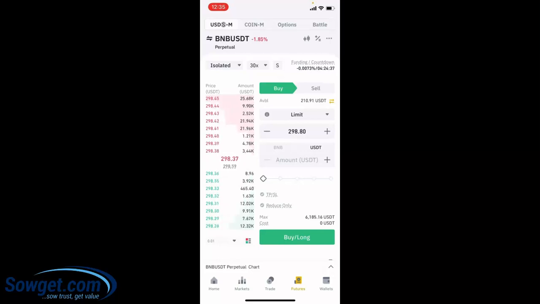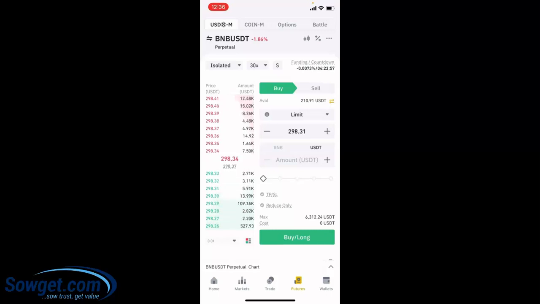Before I show you how to take trades, I need to show you some of the features on the futures trading page. At the top of the screen, you have USD-M and Coin-M. The difference between these two is what you are using to trade. For USD-M, you are using fiat currency like USDT to trade, while for Coin-M, you are using cryptocurrencies like Bitcoin, BNB, ETH, and others to trade. That's the difference between USD-M and Coin-M.